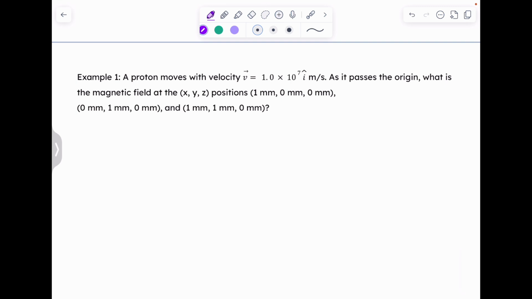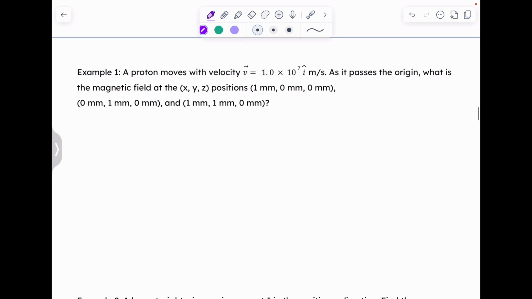All right, so for our first example, we have a proton moving with velocity v = 1 times 10 to the 7 i hat meters per second. As it passes the origin, we're going to find the magnetic field strength at the xy positions (1 millimeter, 0, 0), (0, 1 millimeter, 0), and (1 millimeter, 1 millimeter, 0). A proton's charge is 1.6 times 10 to the negative 19 coulombs.